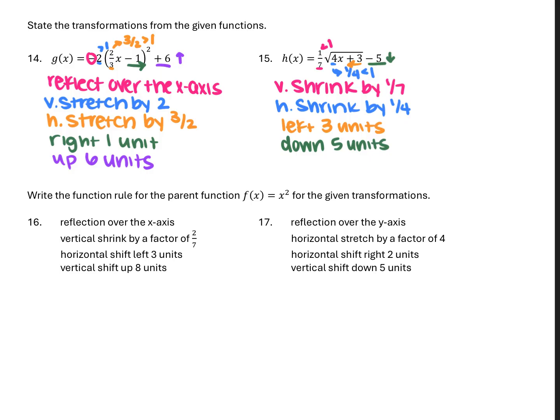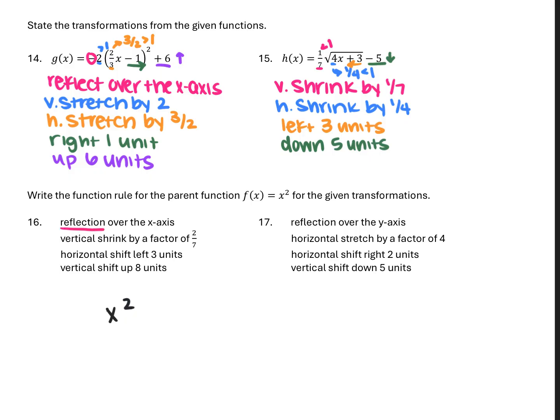For the last section in your review, you're writing the function rule for the parent function f of x is equal to x squared for the given transformations. So we're going to start with the x squared, and we're going to add in all of your transformations. For number 16, you have a reflection over your x-axis, a vertical shrink of a factor of 2/7, a horizontal shift left 3 units, and a vertical shift up 8 units. So we're going to keep your x squared as x squared, and we're going to make all of your changes to that x squared.